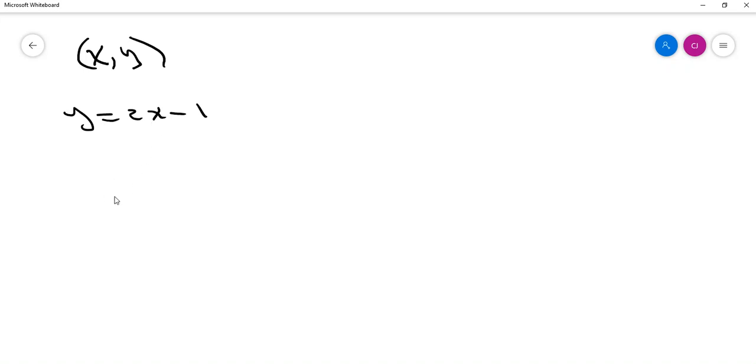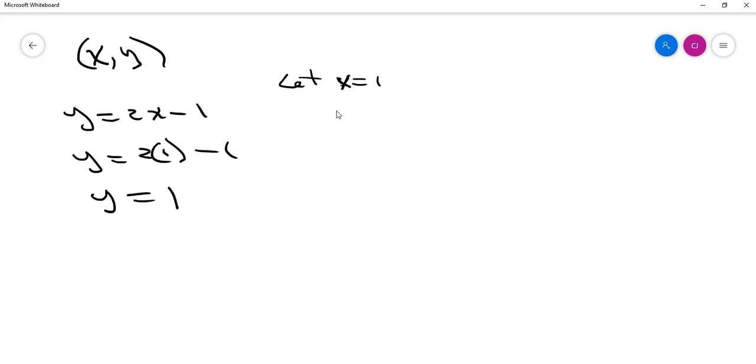So if we let x be equal to 1, okay, then we would get y equals 2 times... I have to put in x here first, and then I can figure out what y is. 2 times 1 is 2, so when x is 1, y is 1.